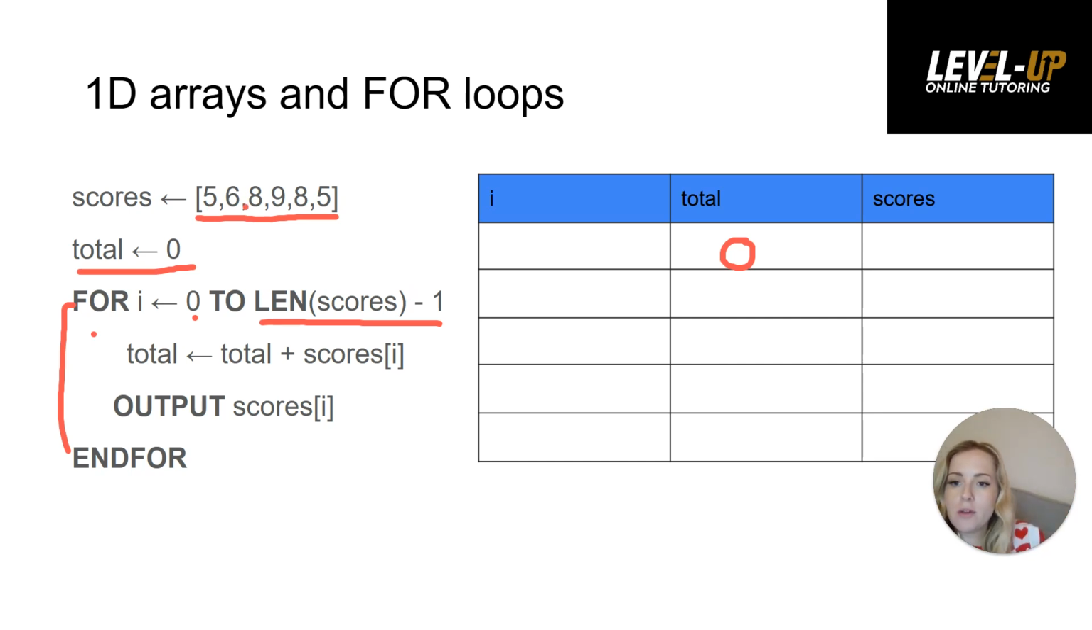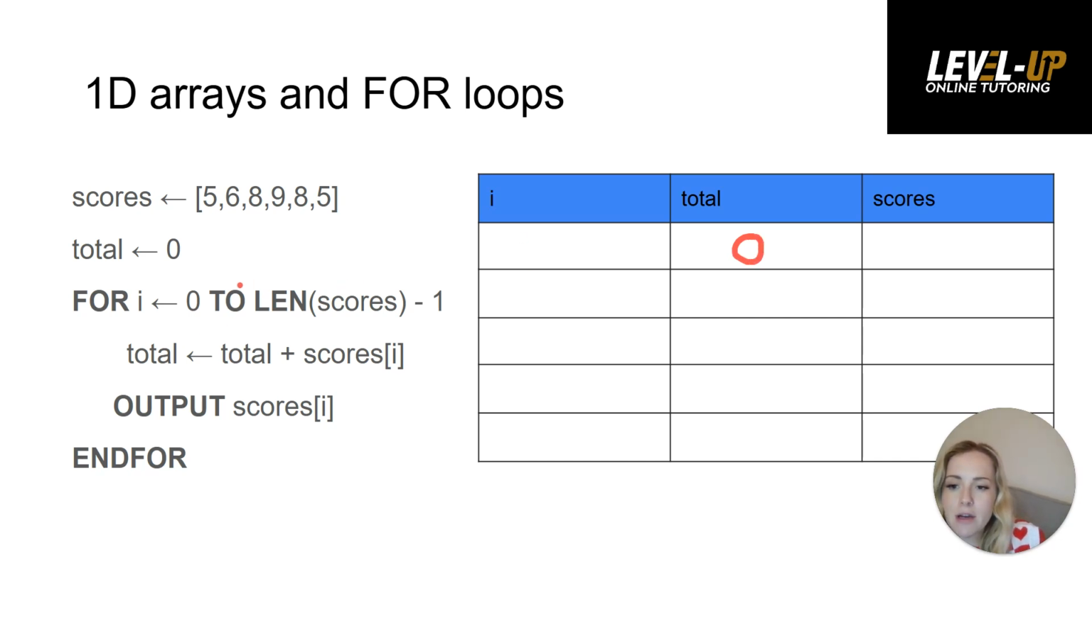So 1, 2, 3, 4, 5, and 6. It is 6 long. So 6 minus 1, that's what we're going to do here. 6 minus 1 is obviously 5. We're going to repeat until 5. That is what it's saying there. Okay, so let's get started.